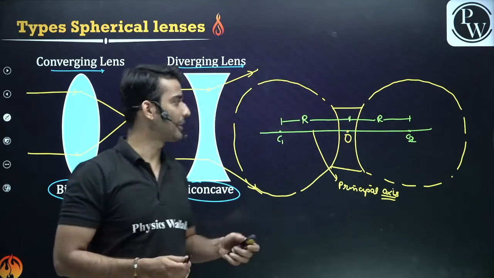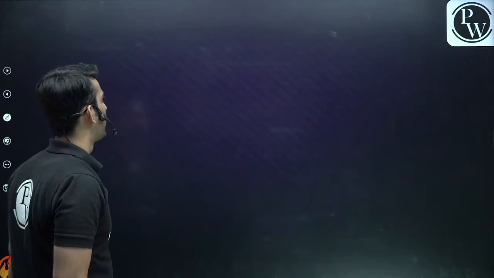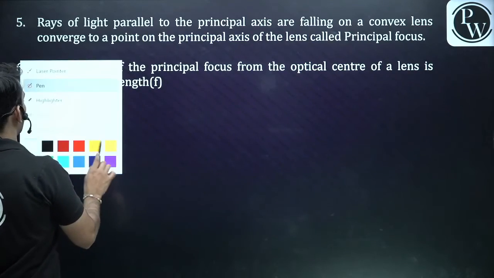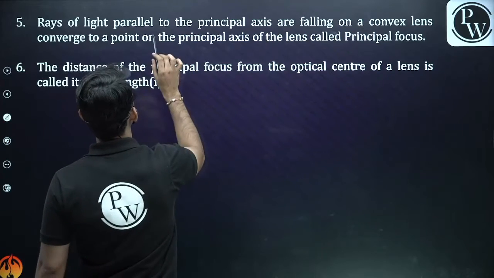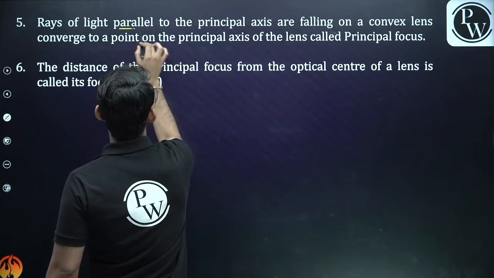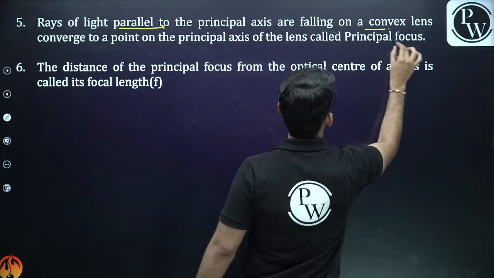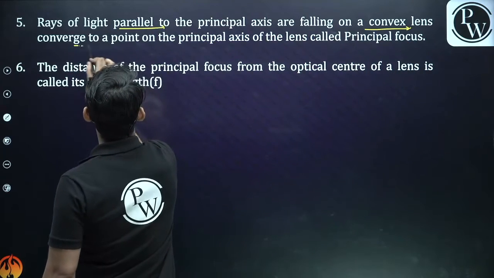Okay, clear, guys? Fine. So next is principal focus. Like I had told you in the mirror, rays parallel to the principal axis falling on a convex lens converge to a point.